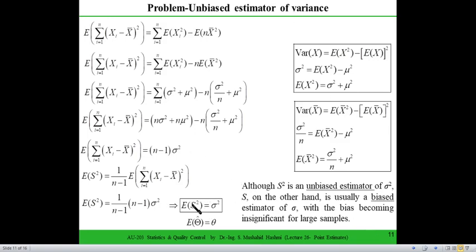But keep in mind, the expected value of S is not the same as sigma. So even though the variance is an unbiased estimator, the standard deviation is not an unbiased estimator.